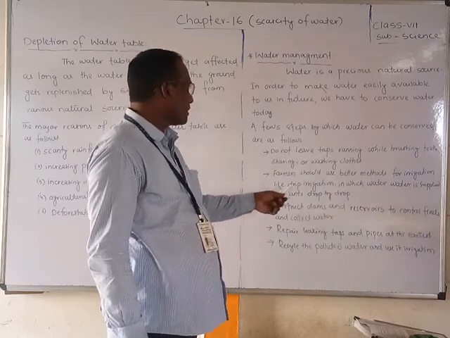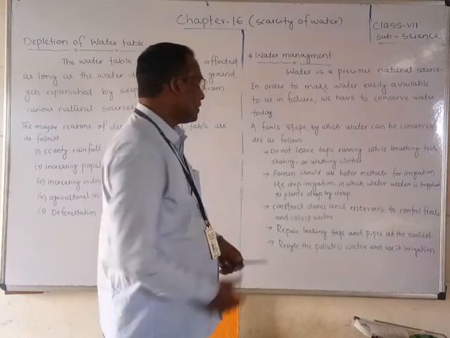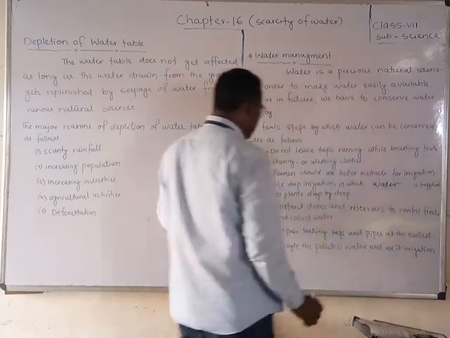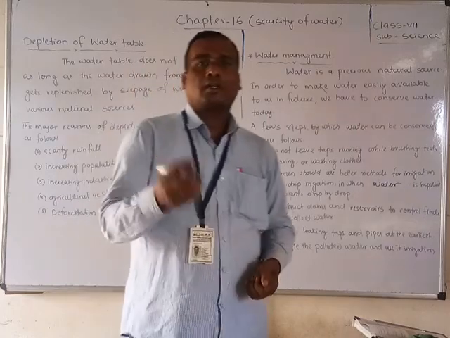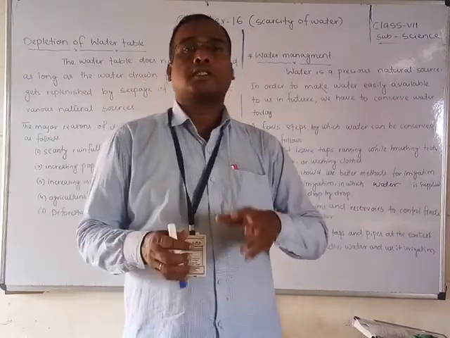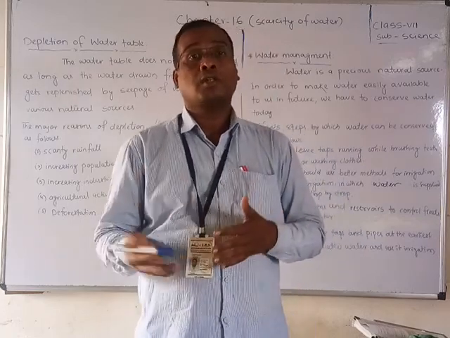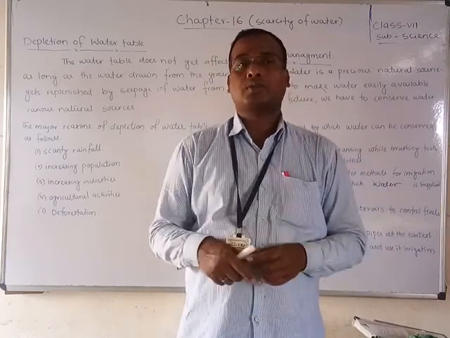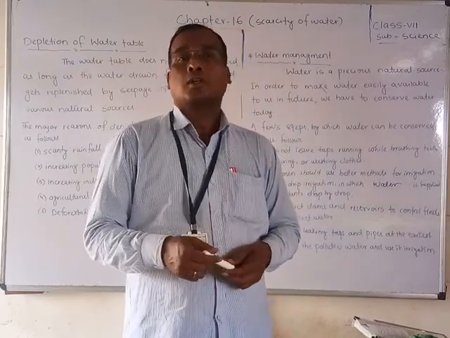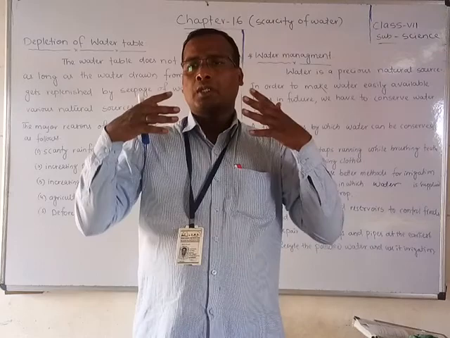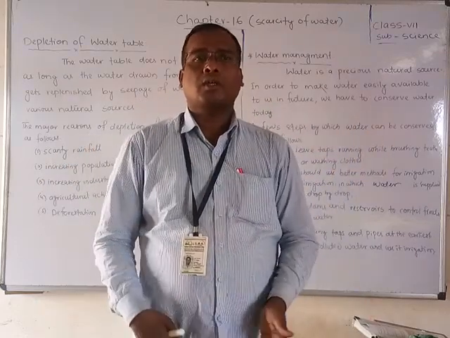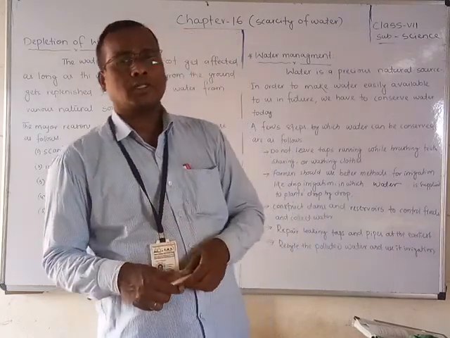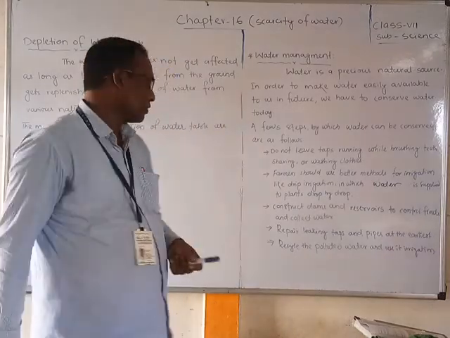Farmers should use better methods for irrigation like drip irrigation, in which water is supplied to plants drop by drop. In the previous chapters you have studied that there are two types of modern irrigation systems, drip systems and sprinkler systems. The drip system is the best because the drop falls on the root of the plant. So we don't spend the total water, and unnecessary water does not sink into other places or evaporate. So you should follow modern irrigation systems like the drip system, and then water can be conserved.